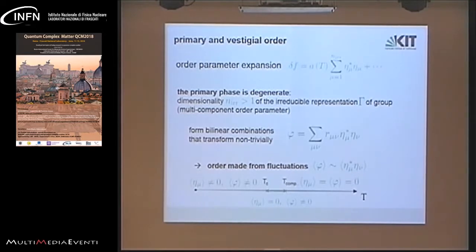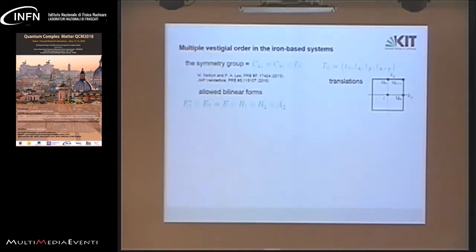This does not work, for example, for a D-wave superconducting order parameter in the cuprates. It's a single component order parameter. So you need to have, for example, a triplet superconductor. That would work with multiple components. So let's do this for the iron-based systems one more time. So we have a certain group that is a combination of the point group and certain translations, because the magnetic state breaks translation invariance.